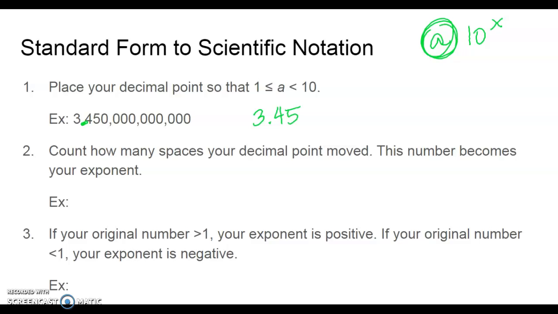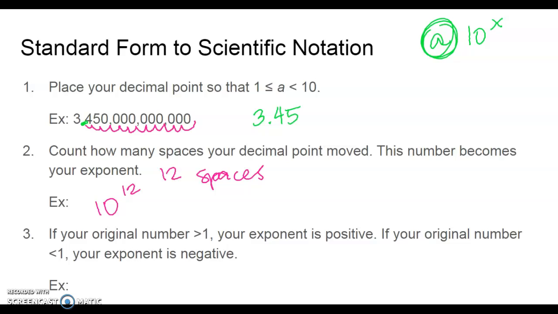My second step is to count how many spaces I moved that decimal point, and that number will become my exponent. So I moved it 1, 2, 3, 4, 5, 6, 7, 8, 9, 10, 11, 12 times. So I know that my exponent is going to have a 12 in it. Now I just need to decide if my exponent is going to be positive 12 or negative 12.